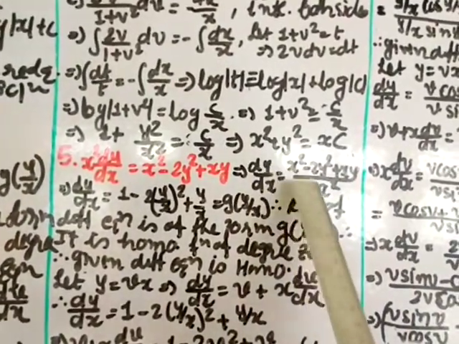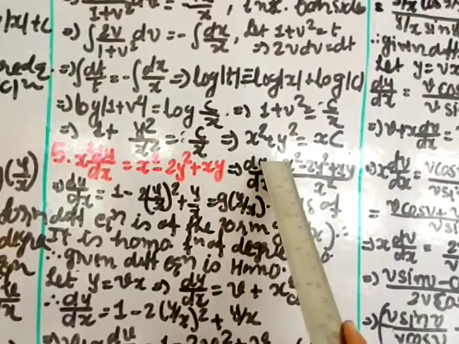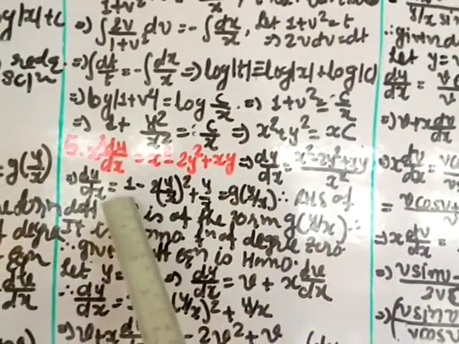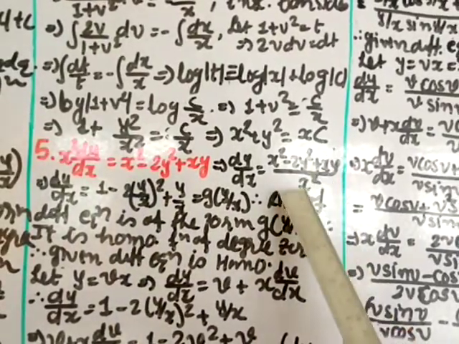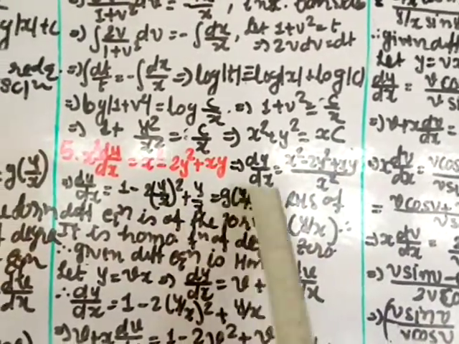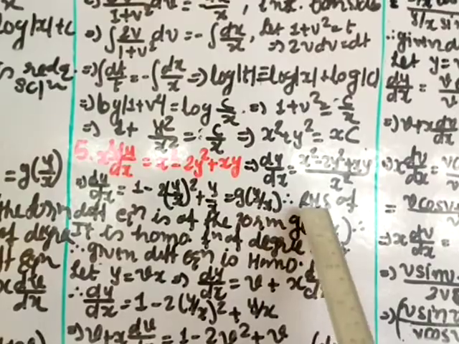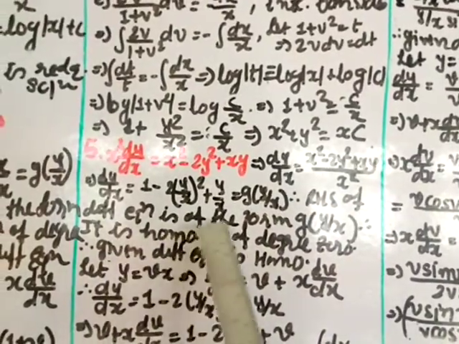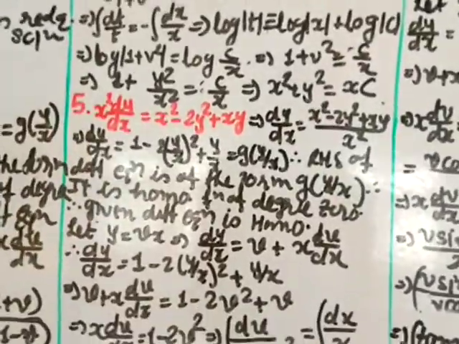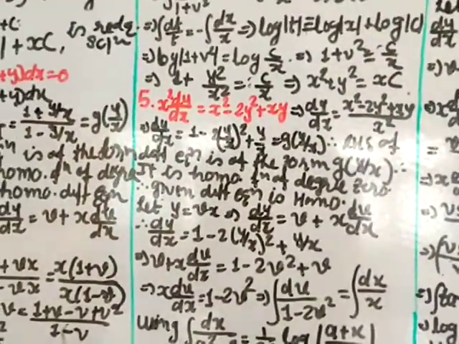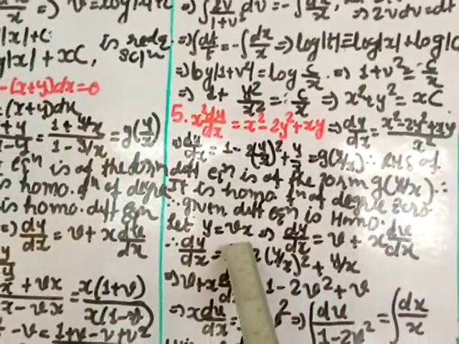Now let us divide each term by x square. So what you get here, x square by x square gives you 1, minus 2y by x whole square, plus 1 x cut and remains y by x. Now this is of the form g of y by x. Therefore the right hand side of the differential equation is of the form g of y by x. Therefore the given differential equation is homogeneous. If it is homogeneous, you have to take the substitution y is equal to vx.